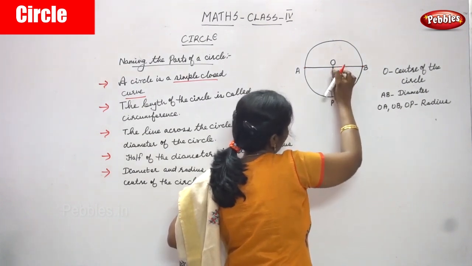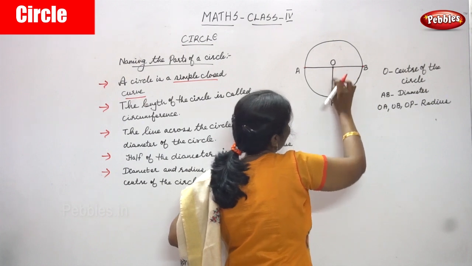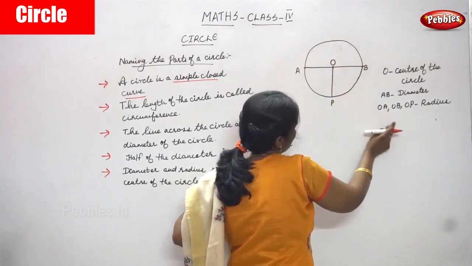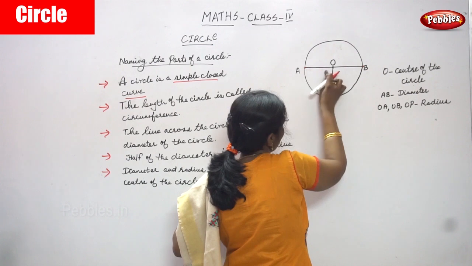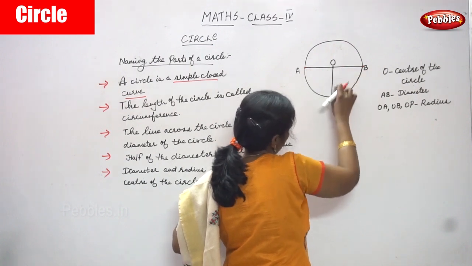After that I draw one more line from O. It is called OP. It is a radius. So this is the radius and this is also a radius and this is also a radius.